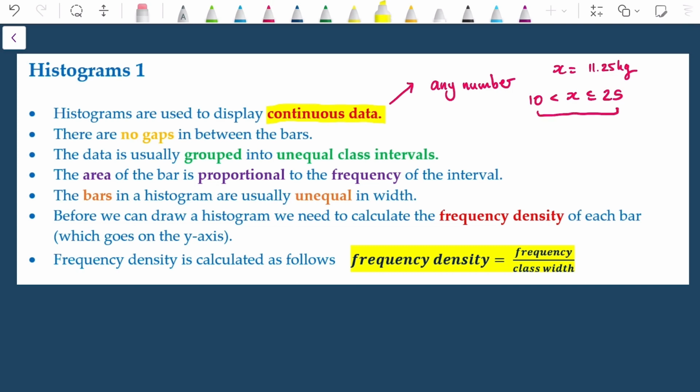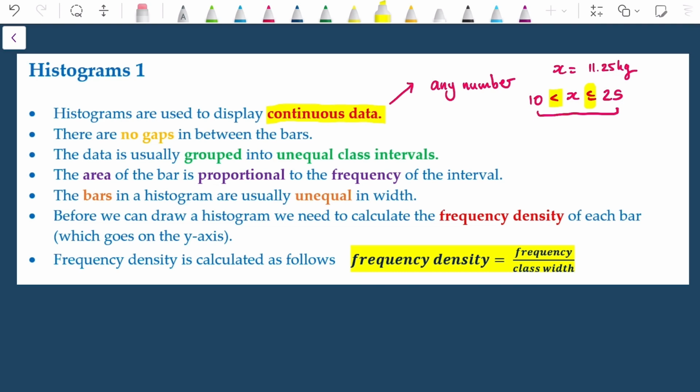Notice that it says greater than 10. So the lower boundary is 10. It does not include 10. And it's less than or equal to 25, so it does include 25 in that interval. Okay, so we use histograms to display continuous data.